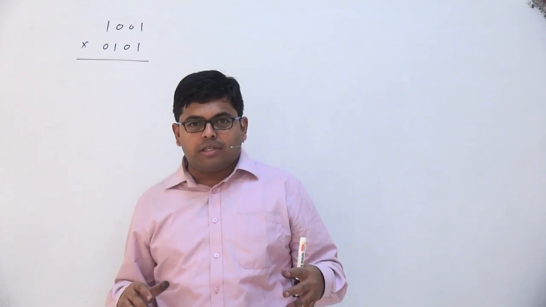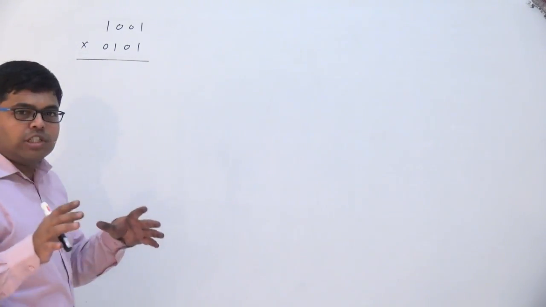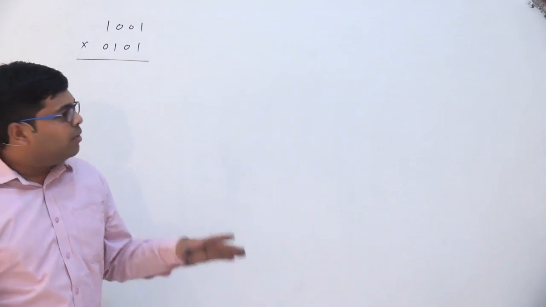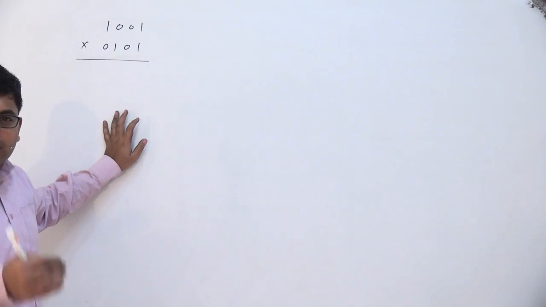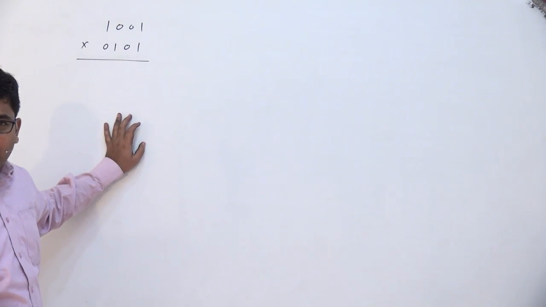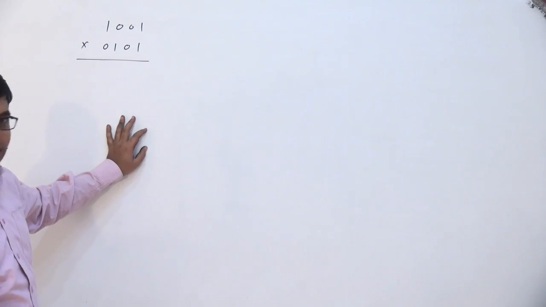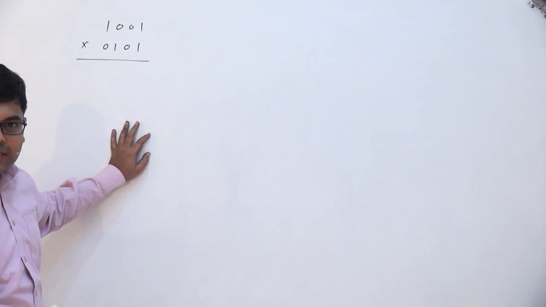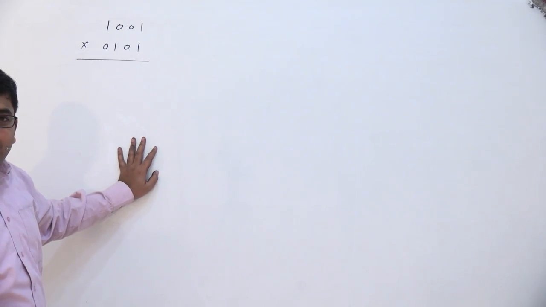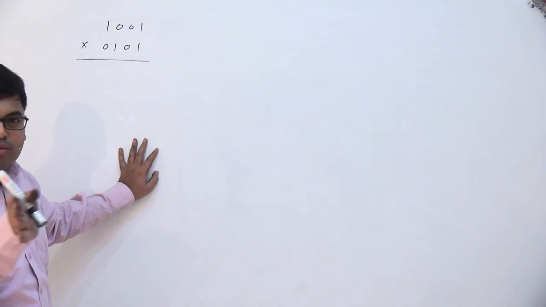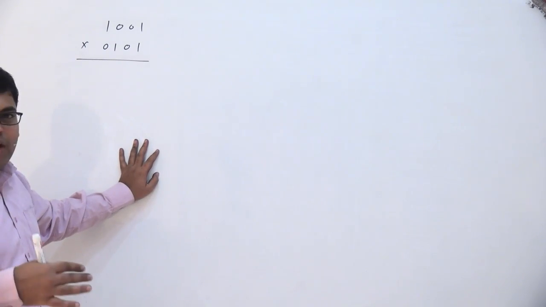Example on integer multiplication. Before watching this video, you should watch the immediately previous example, because we are going to multiply these two numbers using the technique that we applied in the previous example. We will get an incorrect answer, then we will see why we are getting an incorrect answer, then we will correct the method, and then we will come to the correct answer.